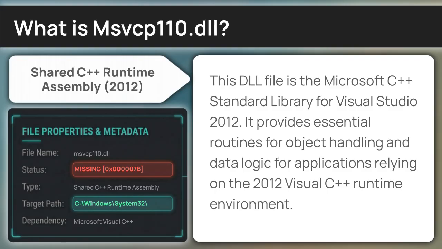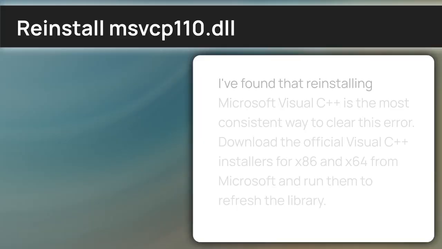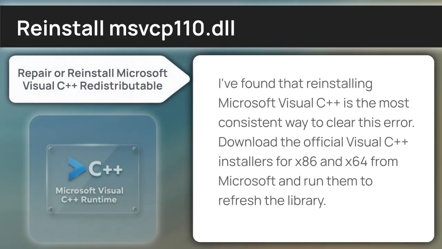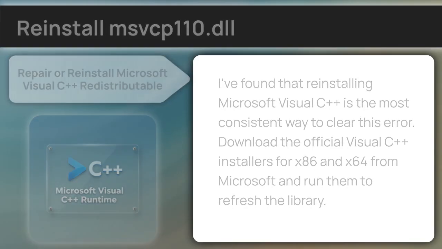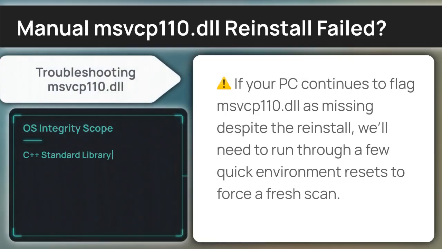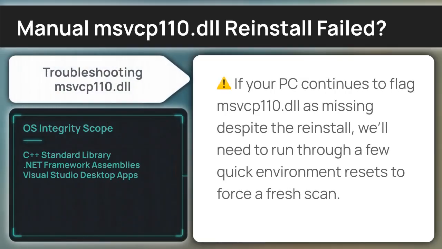Now let's dive into the solution, starting with a standard reinstallation. The recommended solution is to reinstall Microsoft Visual C++. Visit Microsoft's site, download the Visual C++ redistributables for both x86 and x64, and install them to repair the missing file.